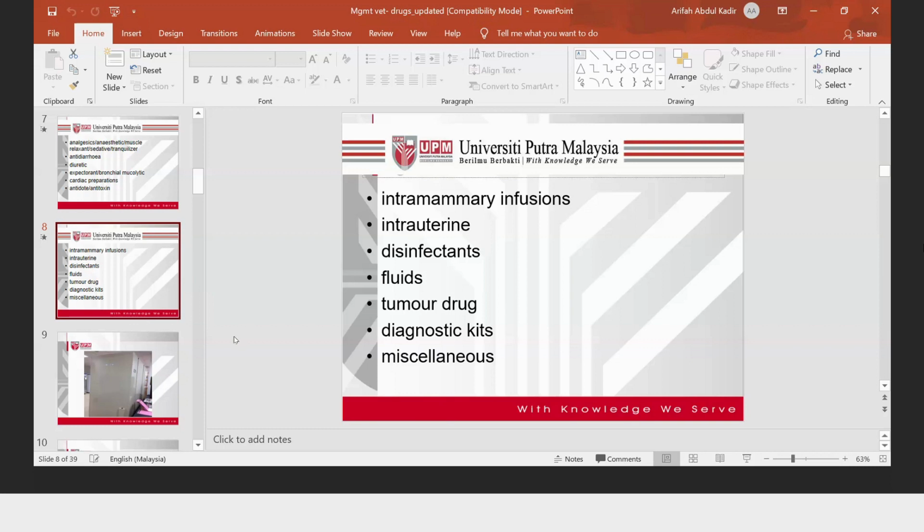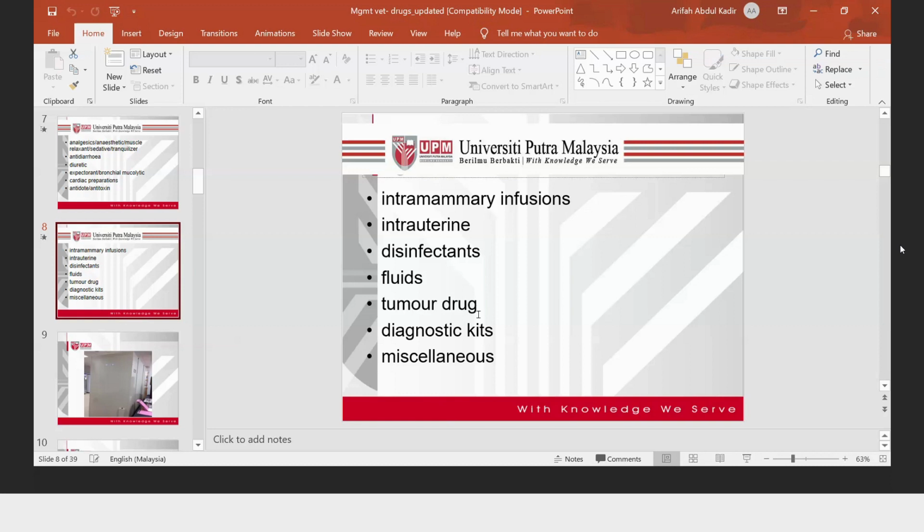Anyone? Radiation? Not really. Radiation is another method of chemotherapy. We're giving drugs. So, okay. Ada tak? Siapa yang tahu? Tak tahu kan? Tak apa.